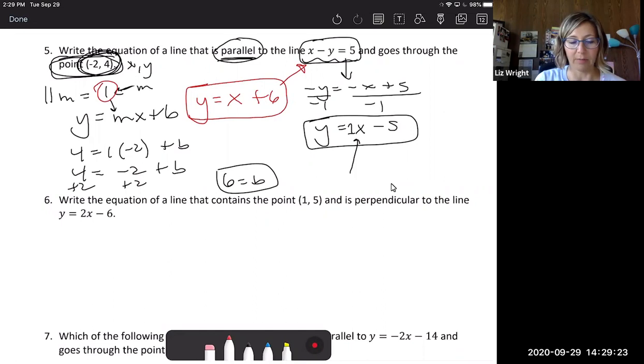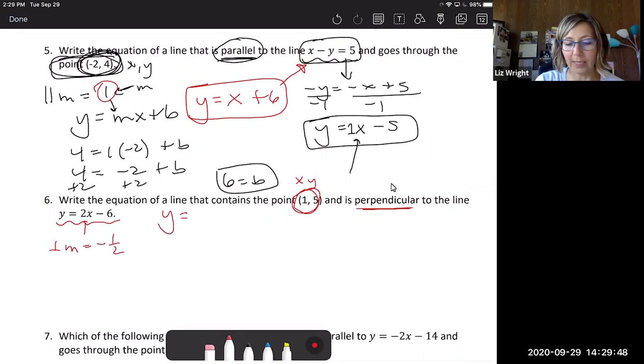All right, so now number 6, it says, write the equation of a line that contains the point here. So that gives me an x and a y, and is perpendicular to the line y equals 2x minus 6. So the slope of this line is 2. The perpendicular slope is going to be -1/2, right? The opposite reciprocal. And then it's going to go through the point 1, 5.